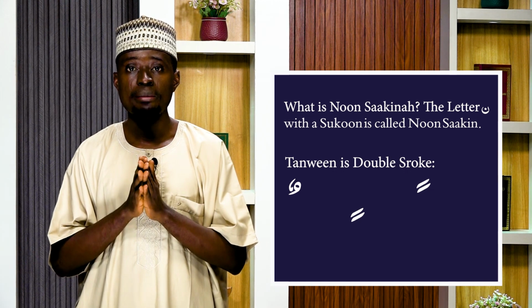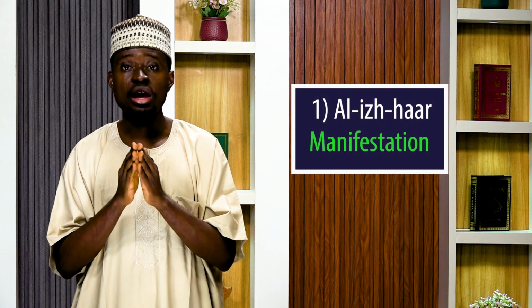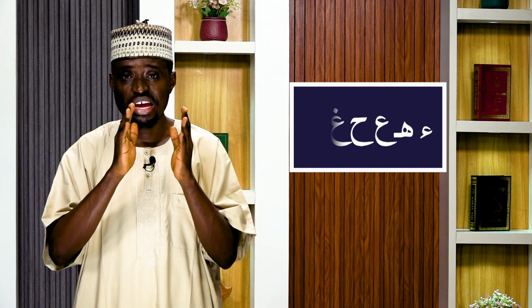So this is what we are looking at, and I mentioned that there are some rules that guide the recitation of these two, that is the Nun Sākinah and also the Tanween. One of those rules is al-idhār, which means manifestation. So we discussed this in our last episode, and I mentioned that there are 6 letters that anytime you find any one of them immediately after the Nun Sākinah or the Tanween, you are expected to apply the rule of idhār. And I mentioned also that the rule of idhār means manifestation.